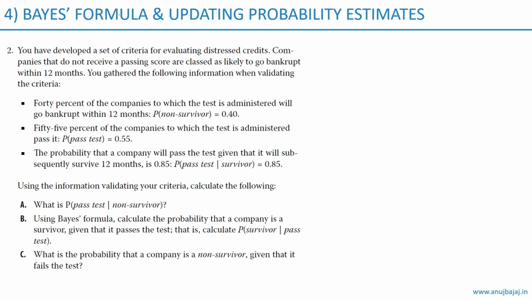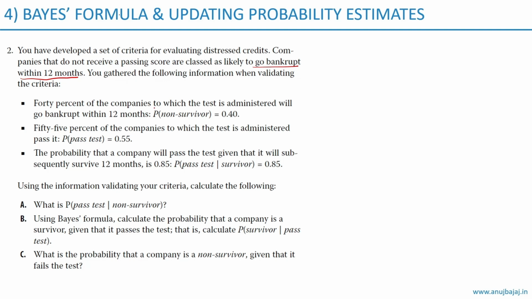Let us solve the second question. You have developed a set of criteria for evaluating distressed credits. So the companies that do not receive a passing score are classed as likely to go bankrupt within the next 12 months. So you gathered the following information when validating the criteria.